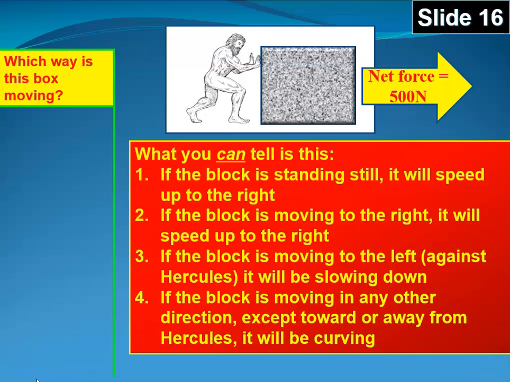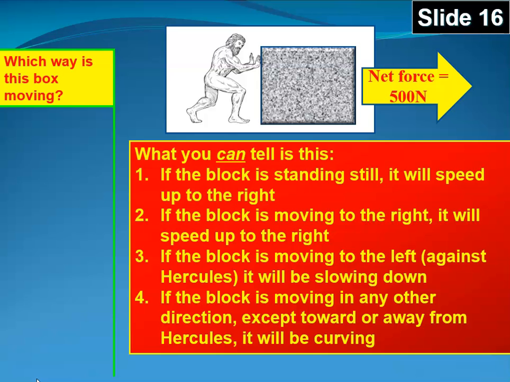Okay, so which way is this box moving? Well, here's what you can tell. If the block is standing still and he puts an unbalanced force of 500 newtons on it, it will speed up to the right. It'll start to move in the direction of the arrow. If the block is moving to the right already and he puts an unbalanced force of 500 newtons on it, it will speed up. It will continue to move to the right, but it will start going faster.